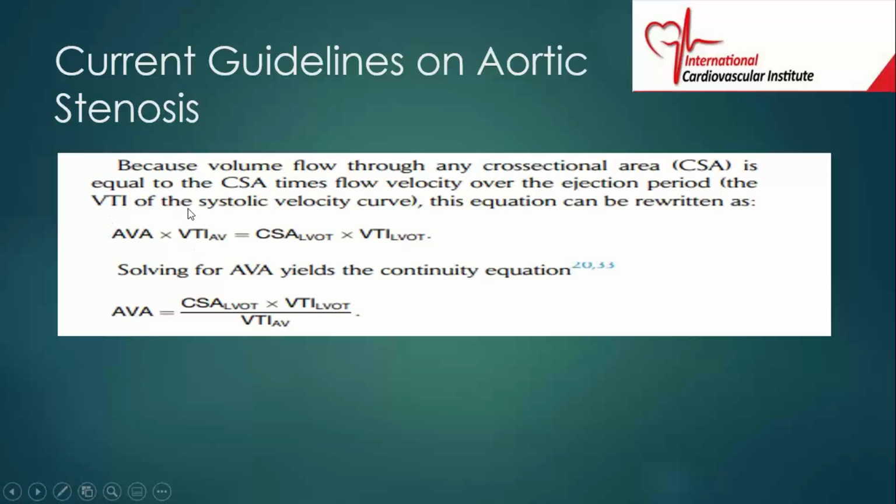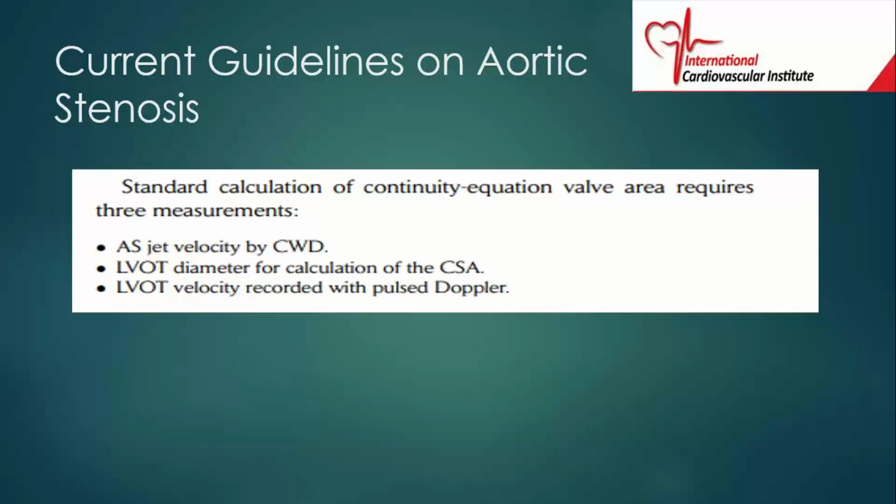So the flow at the aortic valve is equal to the flow across the LVOT, and the flow across the LVOT is the LVOT cross-sectional area times the VTI across the LVOT. And then when you solve for the aortic valve area, you get this. That is the continuity equation. So these are the things you need to calculate the valve area.